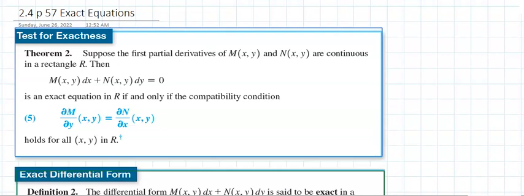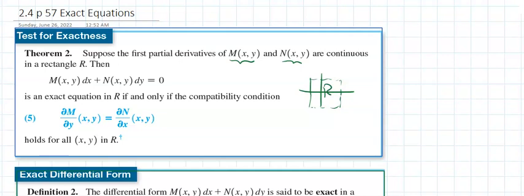Section 2.4 is on page 57, talks about exact equations. So what's an exact equation? That is, suppose that some M of x and y and some N of x and y are continuous. Their first partial derivatives are continuous on some rectangle R.